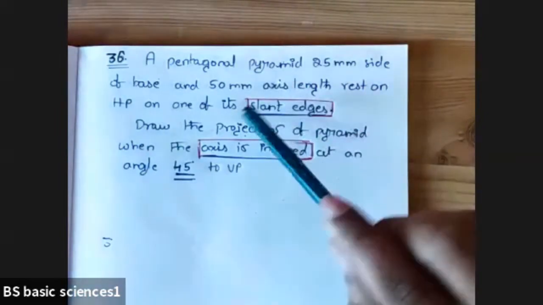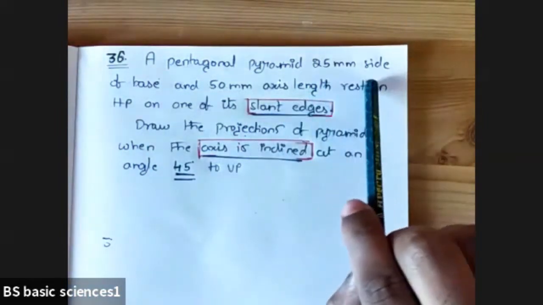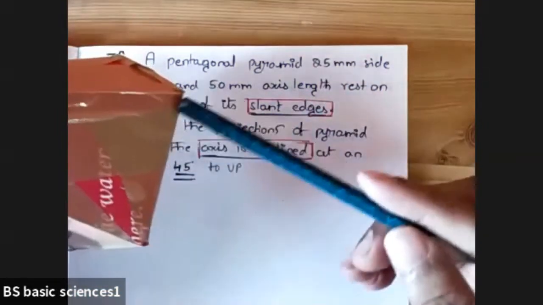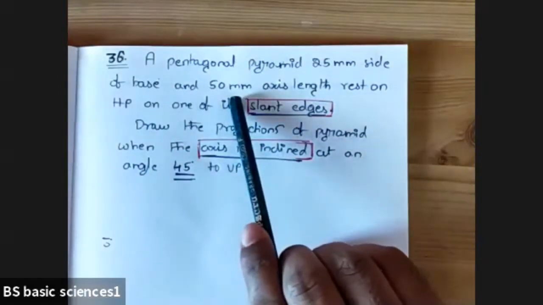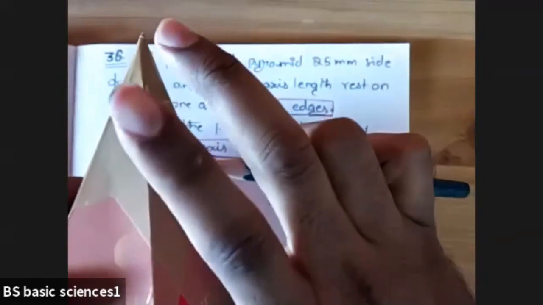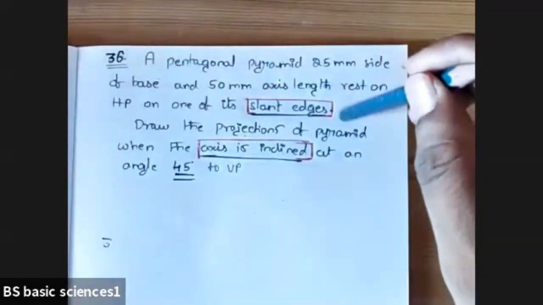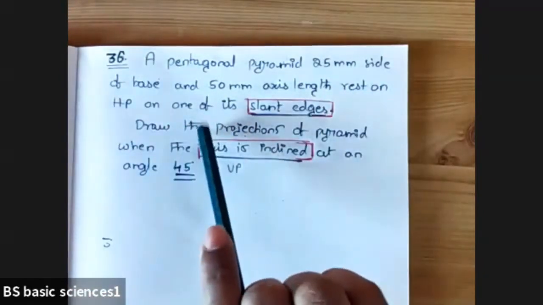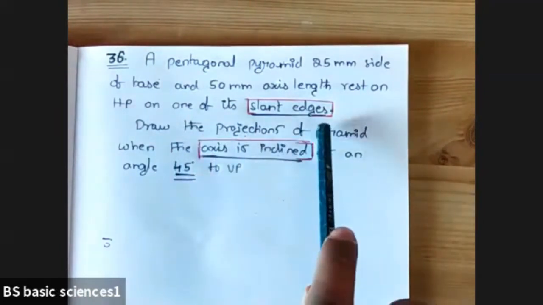So in this problem, he has given us a pentagon pyramid. The base side is given as 25, and the axis is given as 50 mm. Note that the axis length is not the height of the pyramid. It is resting on HP with one of its slant edges.